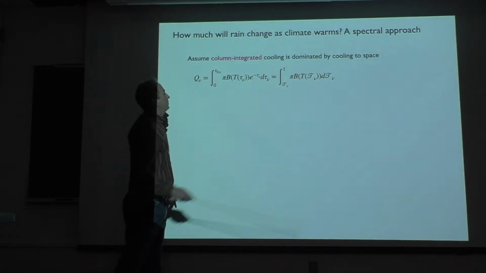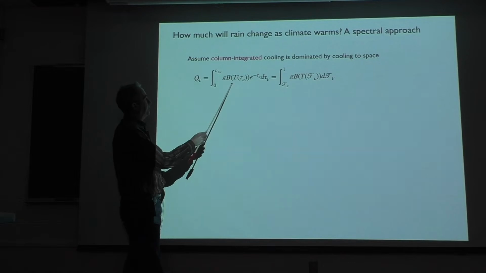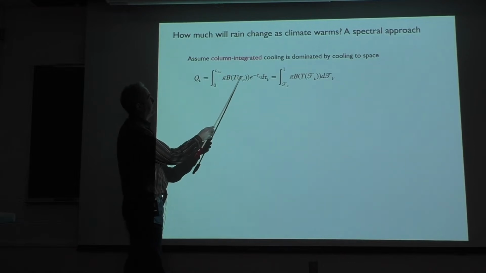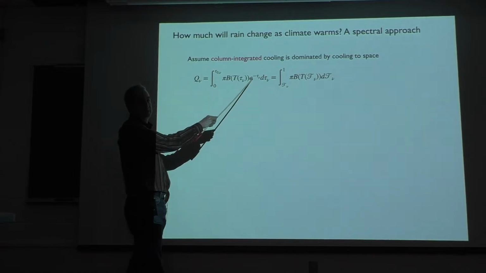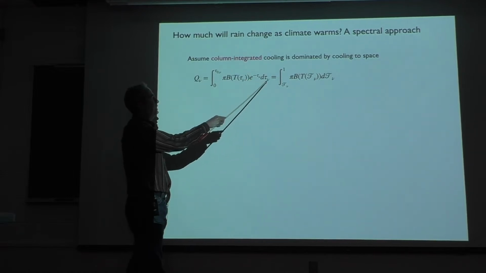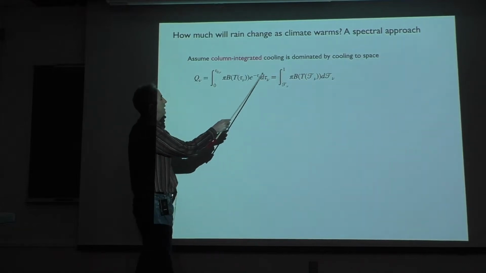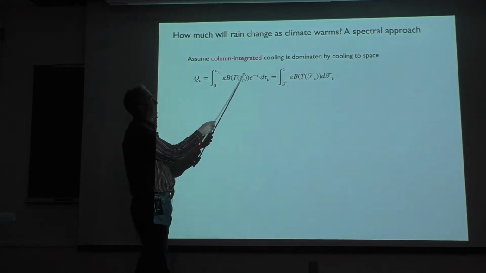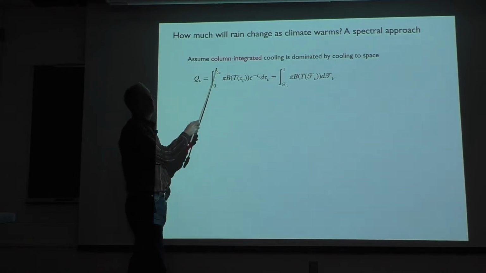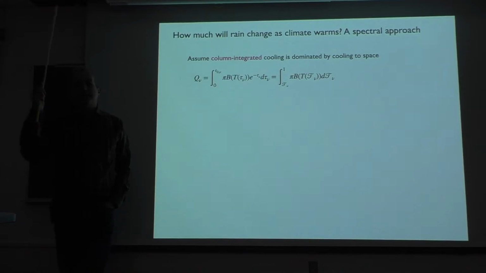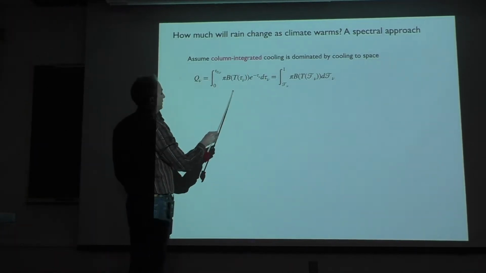This is dominated by cooling to space. So here is my black body term. Here's the temperature at a given height. Here is the transmission to space. So at any height, this should be a tau prime nu, right? At any height, we have emission, which is attenuated to space. And we're going to integrate across all those heights from the top of the atmosphere to the bottom to get the net cooling.